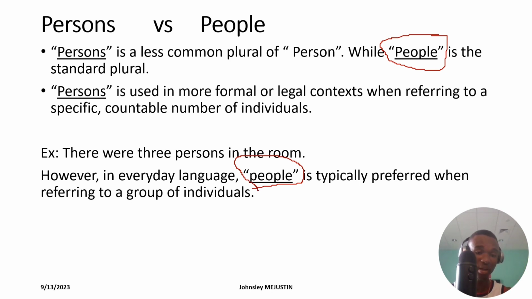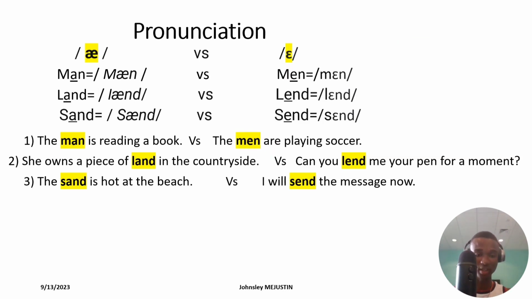Sometimes you can hear somebody say persons when they mean people. It happens, okay? In everyday language, people is typically preferred when referring to a group of individuals. It's the most common one. That's basically it. Now we want to do pronunciation. Let's do some pronunciation right now.